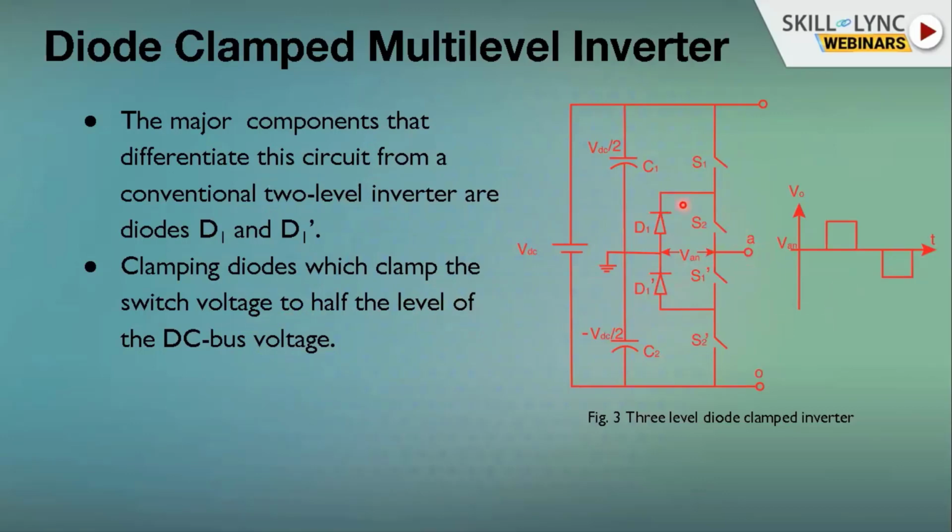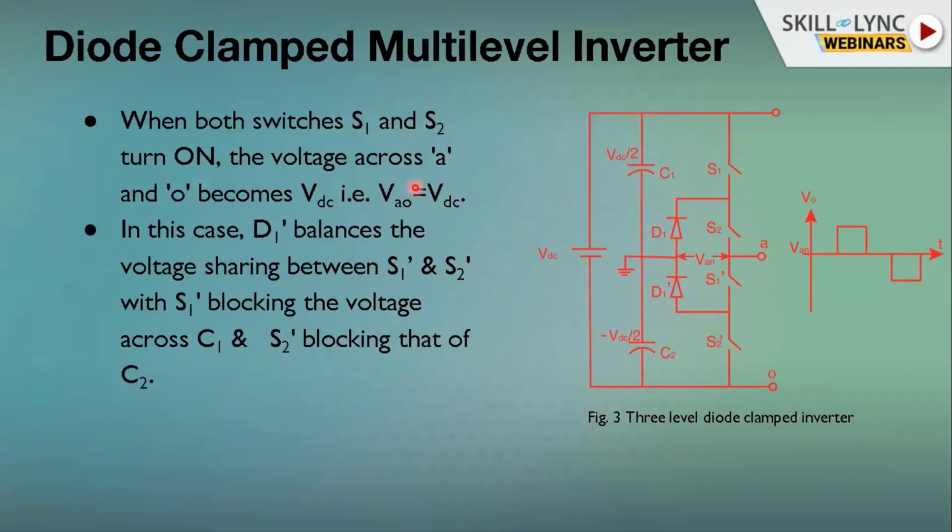It's a 3-level one. So we have VDC by 2, minus VDC by 2, and 0. So this will again clamp you to that level. Just in case you're measuring with respect to O, this is okay if you do it because you have a single phase and you have this terminal available to you.